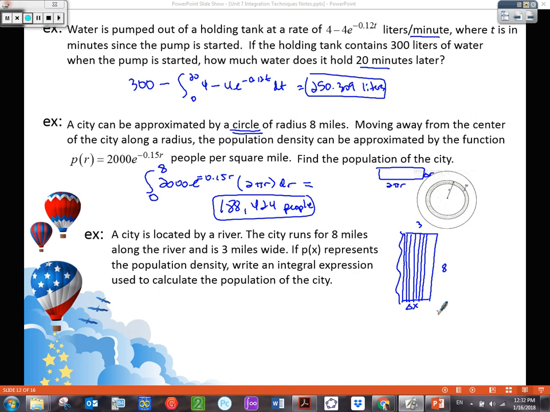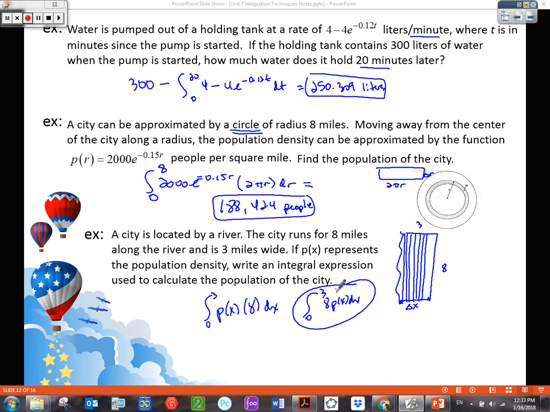So our formula is, and here we're just asked to set it up, P of x represents the population density, so we're going to do P of x, and our formula tells us to multiply by the length, which the way that we have it set up is 8. So times 8, and we want the entire population, so we would go from 0 to 3. Or more commonly, it would be written integral from 0 to 3 of 8 P of x dx.